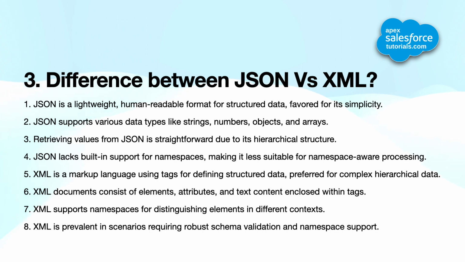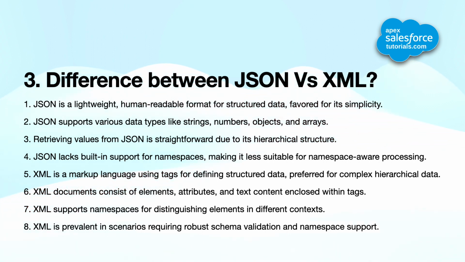On the other hand, XML is a markup language that uses tags to define the structure and content of data items. It is more verbose and structured compared to JSON, making it suitable for representing complex hierarchical data. XML documents consist of elements, attributes, and text content enclosed within tags. Elements are defined using start and end tags, enclosing content, while attributes provide additional metadata within elements, and XML also supports namespaces, allowing for the differentiation of elements with the same name in different contexts.